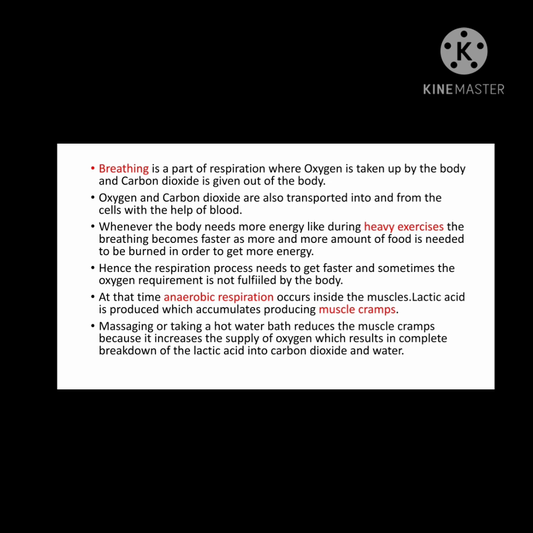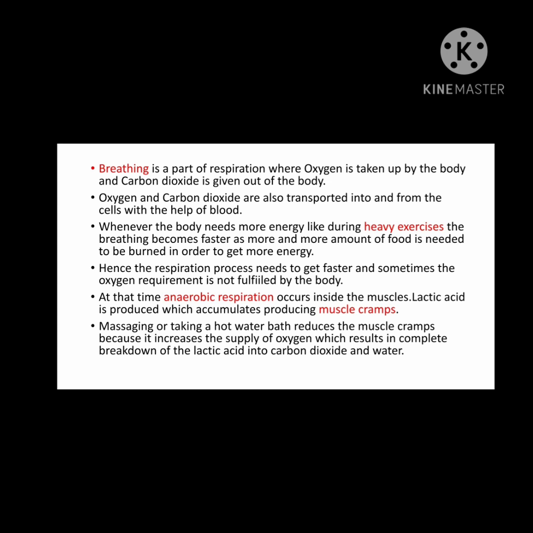Inside the muscle cells, lactic acid is produced, which is the intermediate product. This lactic acid is accumulated inside the muscle cells, and due to this accumulation of lactic acid inside the muscle cells, we get muscle cramps during heavy exercises. During heavy exercises, our body is not able to take up enough oxygen to break down the glucose completely. The glucose cannot break down completely to form the end products. The respiration produces an intermediate product, that is lactic acid, so that more and more energy can be released during the heavy exercise.